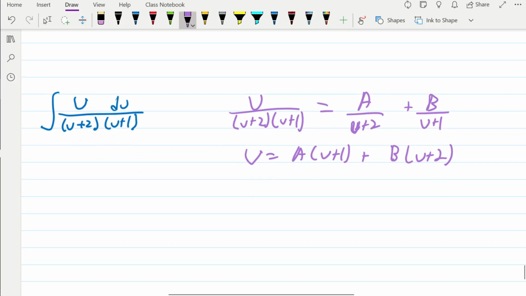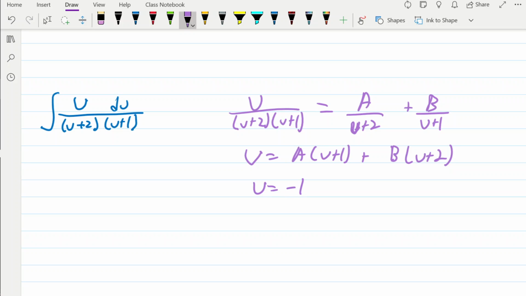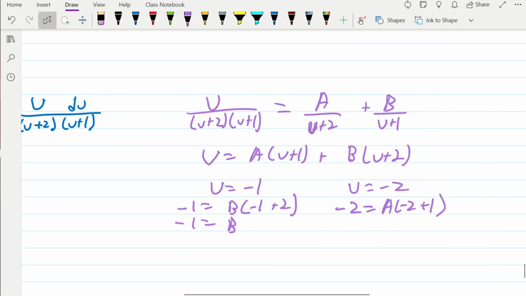So we're going to begin by setting u equal to -1 to get rid of the a. So we're going to have -1 equals b times -1 plus 2. So that's -1 is going to equal b. And then we can set u equal to -2. So we will get -2 equals a times -2 plus 1, and then the b term is just equal to 0. So that'll be -2 equals -a, so a equals 2.